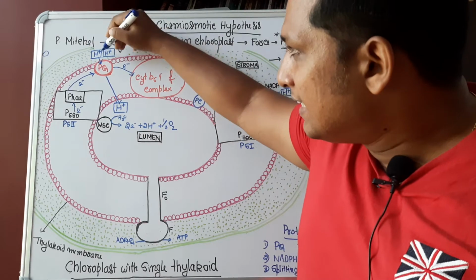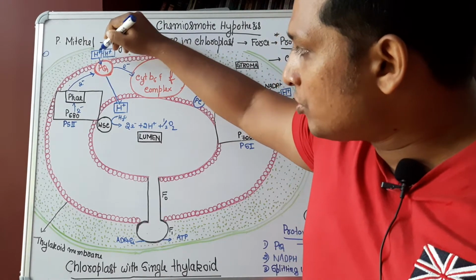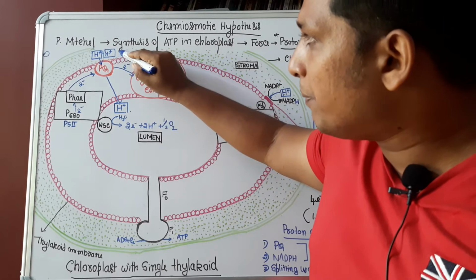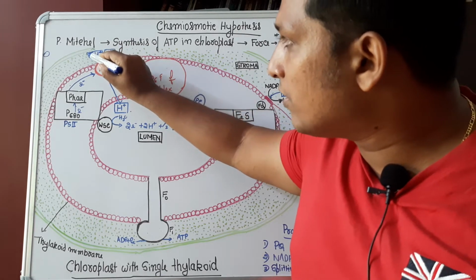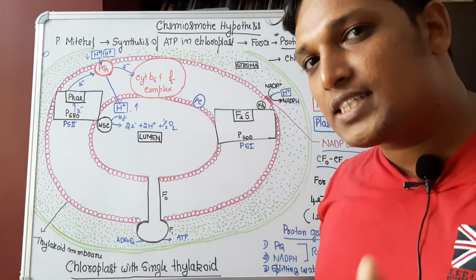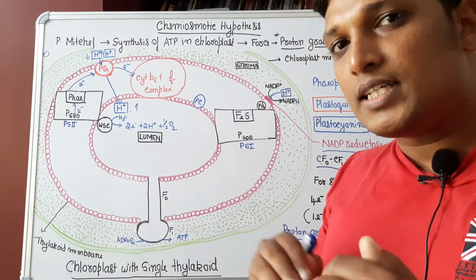It is taking up the H plus ion from the stroma, giving it to the lumen, pumping it to the lumen. Hence what is happening? The H plus ion concentration of the stroma is decreasing, and in the lumen it is increasing. That is the first reason for developing a concentration gradient.